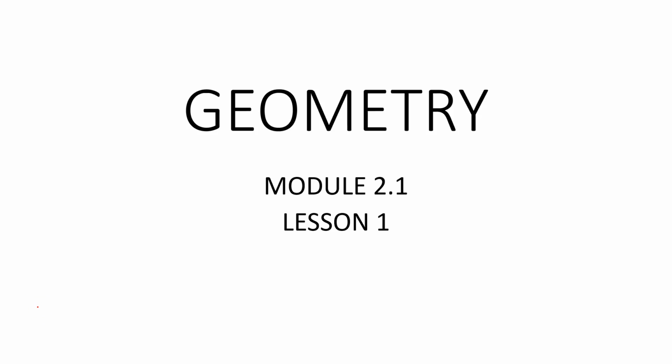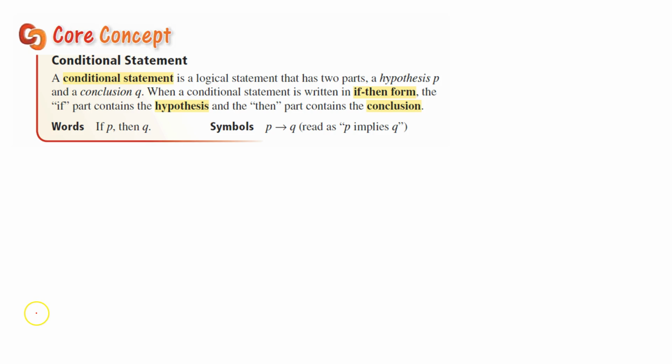We are about to have our first lesson in Module 2.1. Let's do it. So our lesson is about conditional statements. A conditional statement is a two-part logical statement. The first part, well, not necessarily the first part, but one part is the hypothesis, and we use the letter P to represent our hypothesis. And then we have a conclusion, and we let the letter Q represent our conclusion.